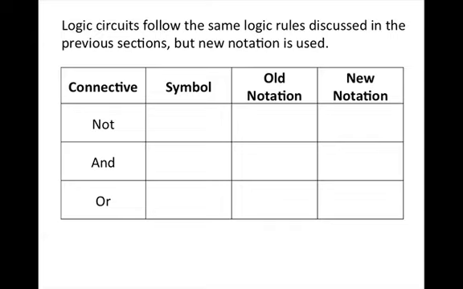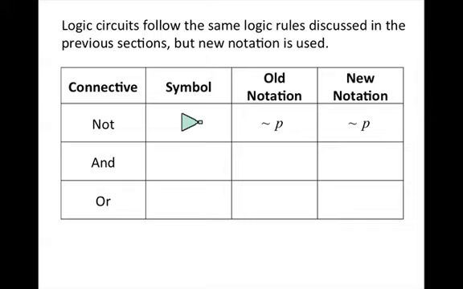Logic circuits follow the same logic rules discussed in previous lessons, but a new notation is used sometimes. Let's look at those notations. We have three gates or three connectives that we're using: the NOT, which is the inverter, the AND, and the OR. In the logic circuit, you're going to see this symbol for NOT, and it looks like a sideways triangle. In our truth tables, the old notation for a NOT, we would put the tilde sign, not P. Well, with our new notation, we're going to use the same symbol, not P.